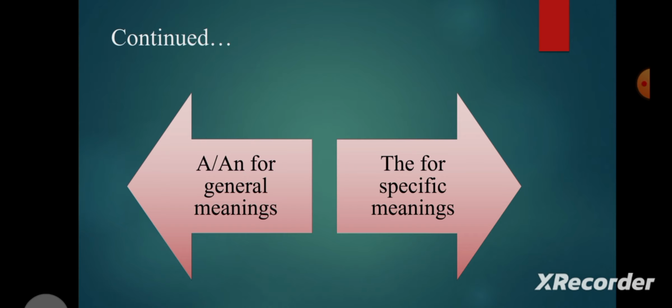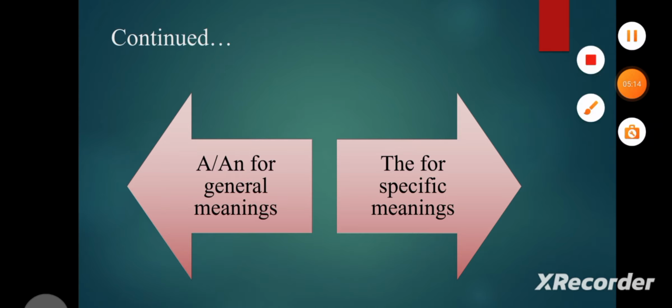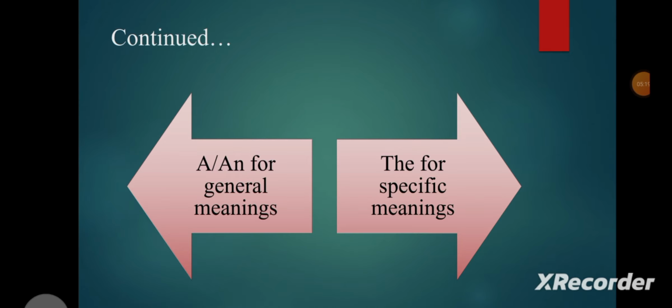A or an for general meanings are used in grammar, whereas the is used for specific meanings. For example, a book. But when we use the article the with it, then it will be specified, like the Holy Quran or the book with blue color.